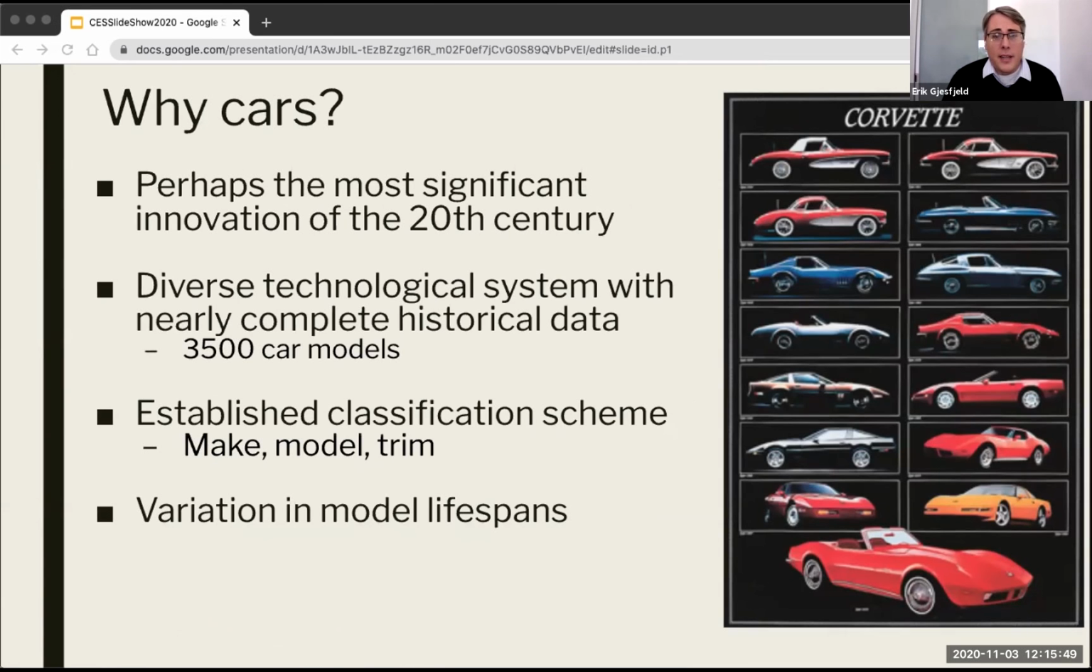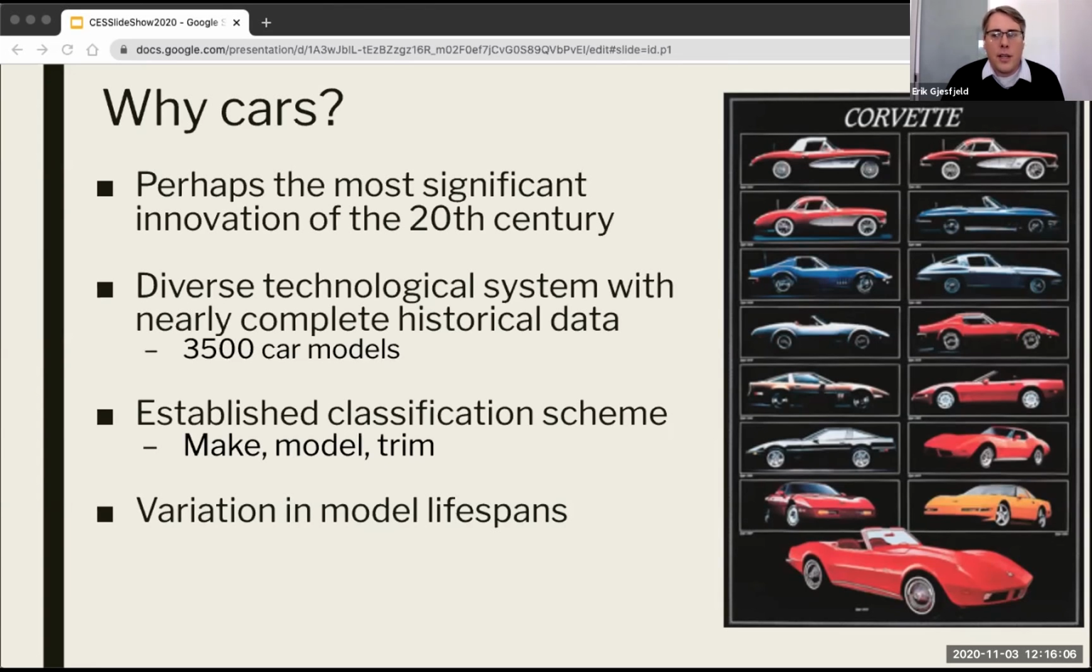From a methodological perspective, they're quite easy to work with. They're a very diverse system, but we also have nearly complete historical data, especially on the years of production for most car models. And so in this case, a car model is our lineage. That is what we use as our unit of analysis.